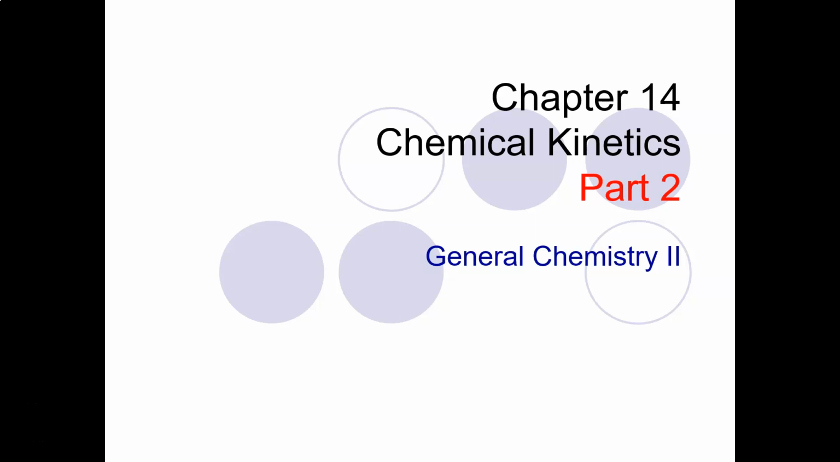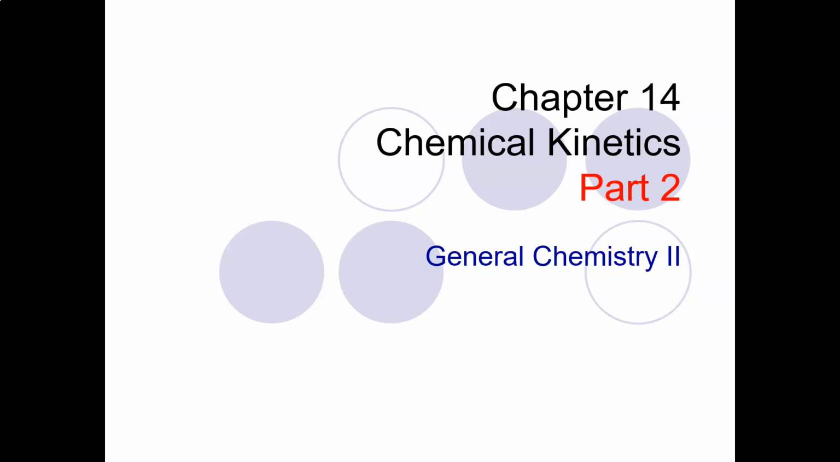So we are to part 2 of chapter 14. What we're going to look at in this video is how, as we mentioned in the last video, concentration of the reactants is one thing that can impact the rate. And we said very generally, the higher the concentration, the faster the reaction goes.